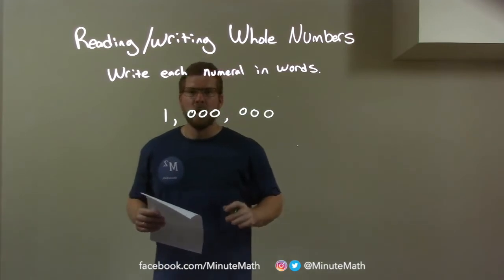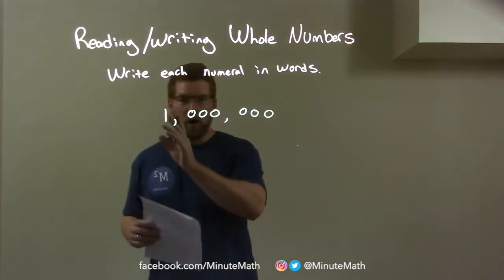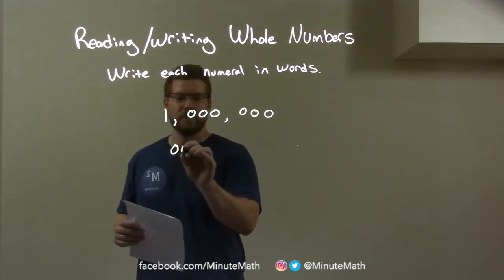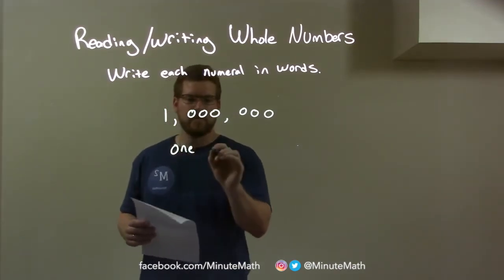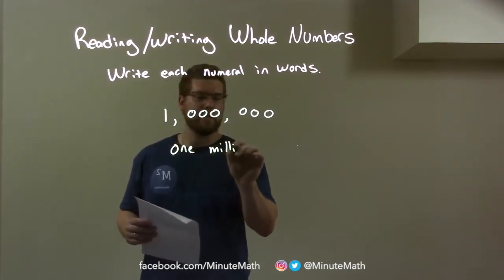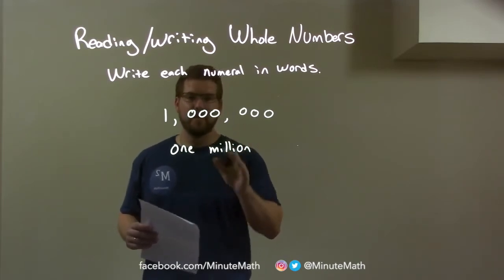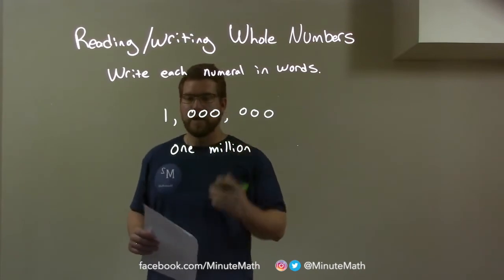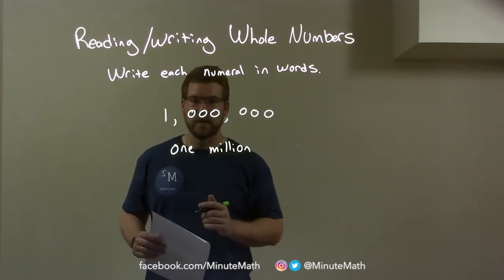1,000,000. Okay. Well, first thing I look, we have 1 right there, and that's in the millions place. So we have 1, and then it's in the millions, so 1,000,000. Then we have zeros the rest of the way. There's nothing else to write. So we actually have our answer, just 1,000,000.